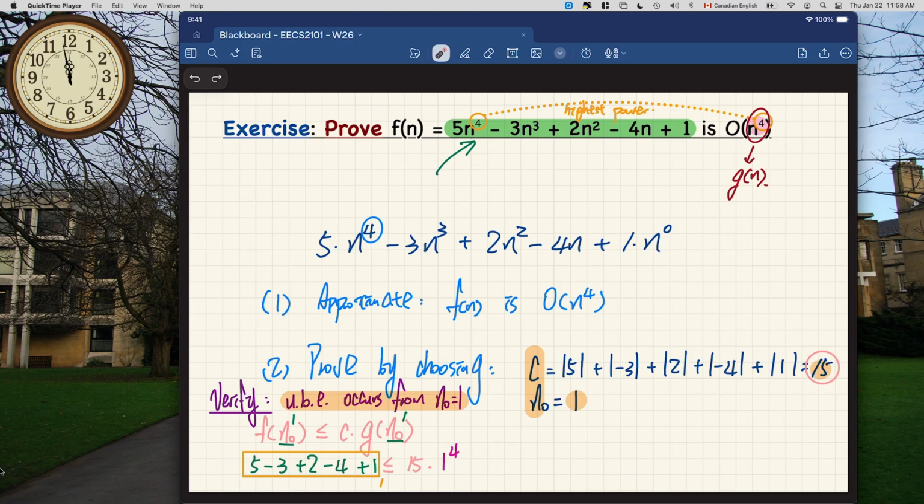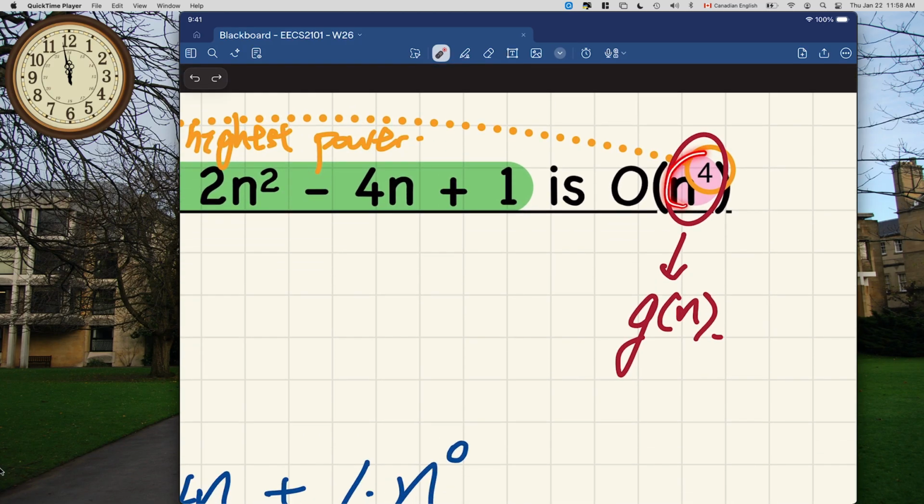Why 4? Remember, we are saying that this running time function here is big O of n to the power of 4. So this is g of n, right? The reference function. That's why. It's a good question, but always be clear about what g of n is.